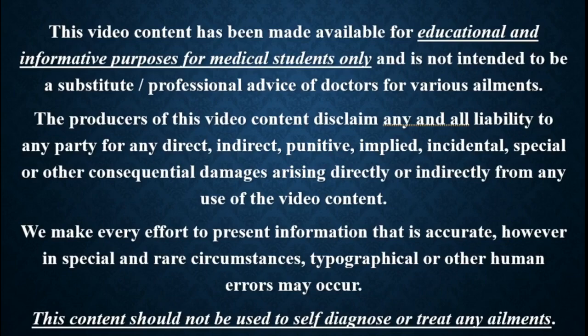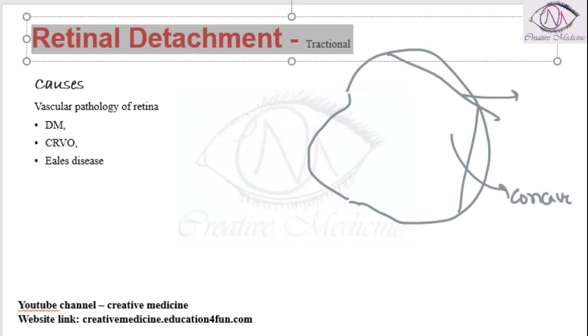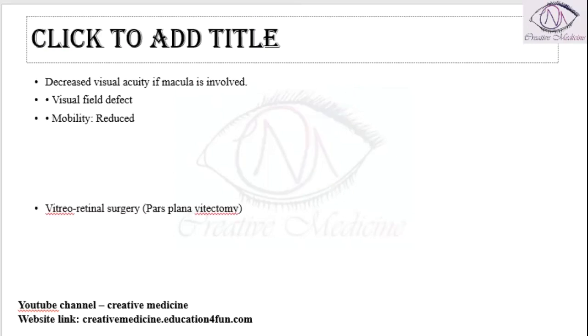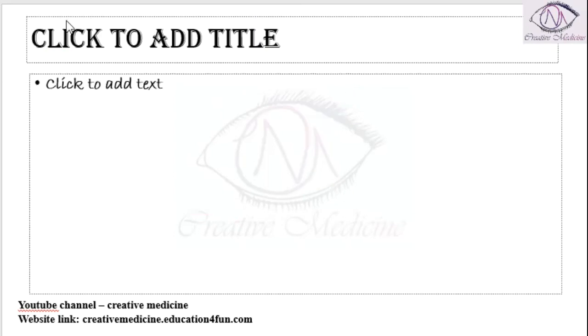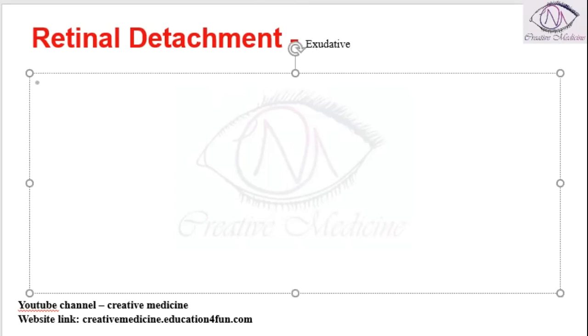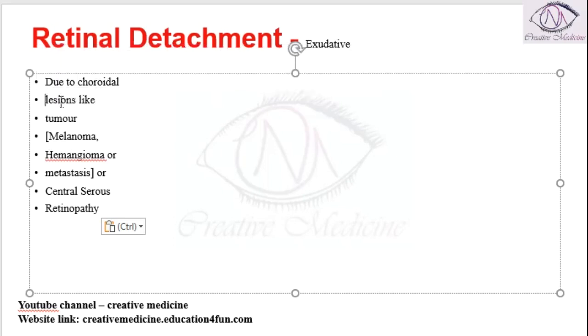In this lecture, we will learn about the next retinal detachment, which is exudative retinal detachment. In this exudative retinal detachment, mainly due to tumors, there is formation of exudate, that is, effusion will enter the subretinal space, separating the retina. So it is mainly due to choroidal lesions like tumors.